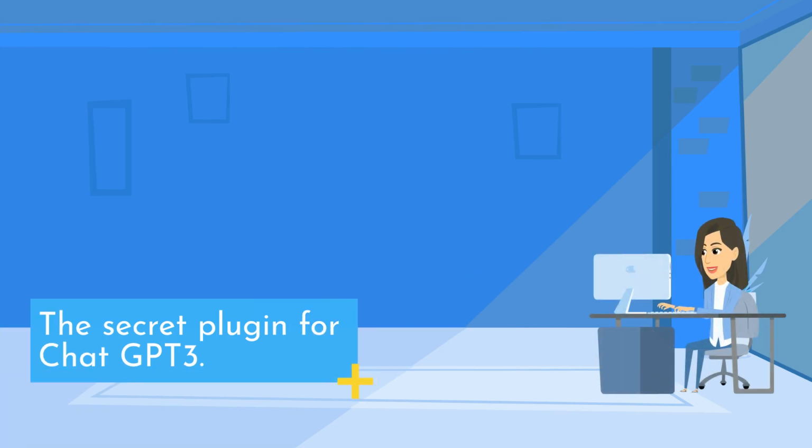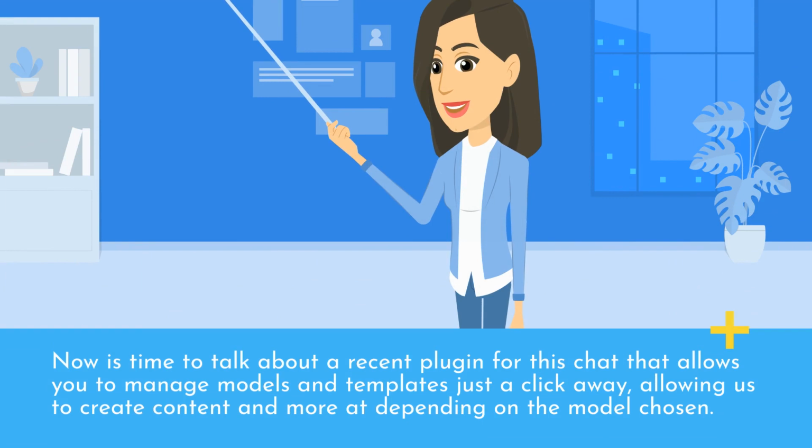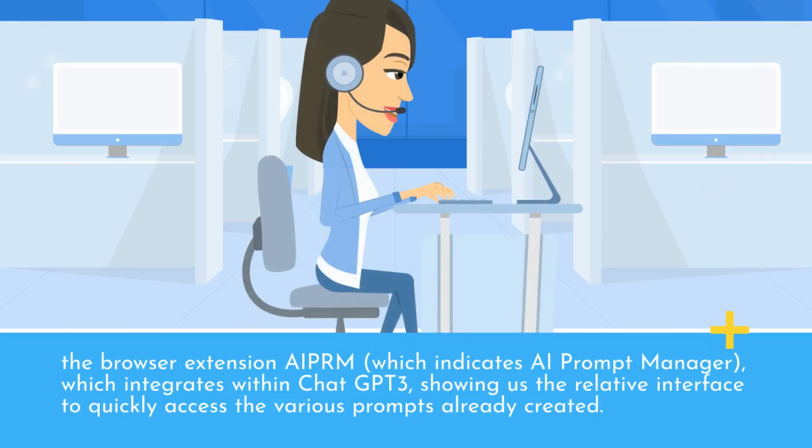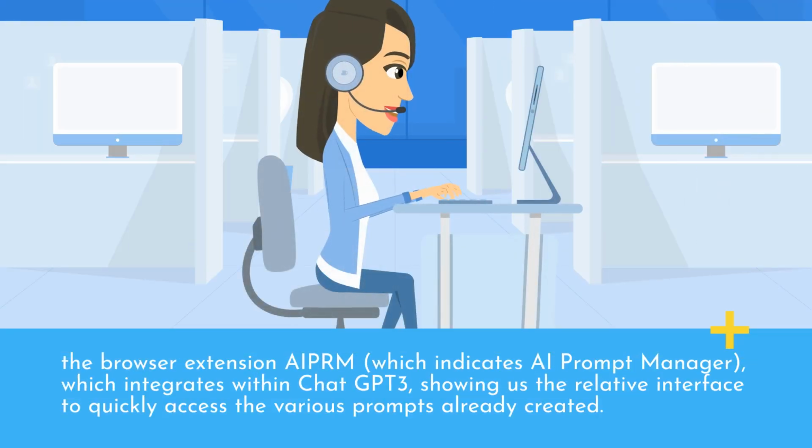The secret plugin for ChatGPT3. Now it is time to talk about a recent plugin for this chat that allows you to manage prompts and templates just a click away, allowing us to create content and more depending on the model chosen. The browser extension Apron, which indicates iPrompt Manager, integrates within ChatGPT3, showing us the relative interface to quickly access the various prompts already created.